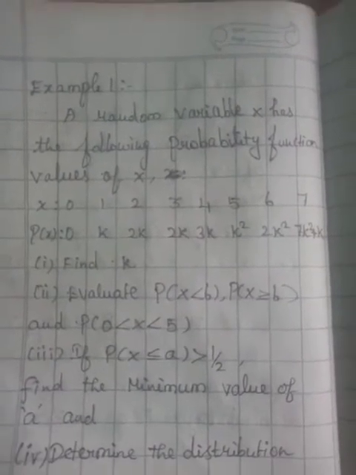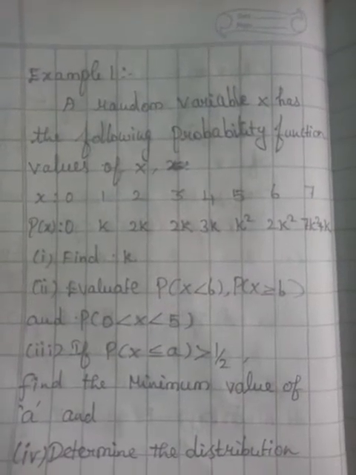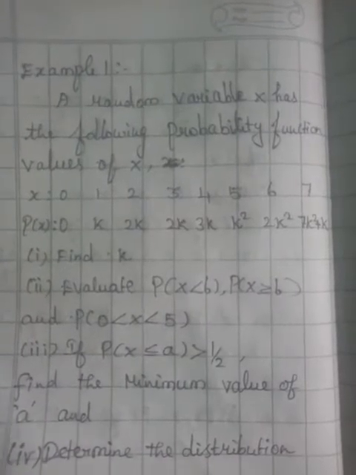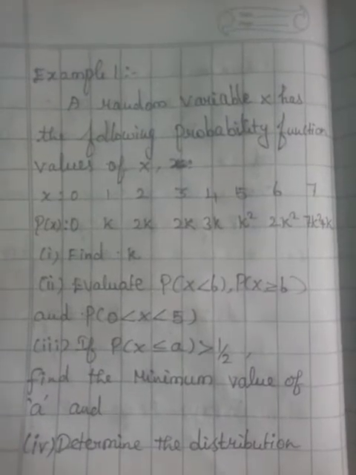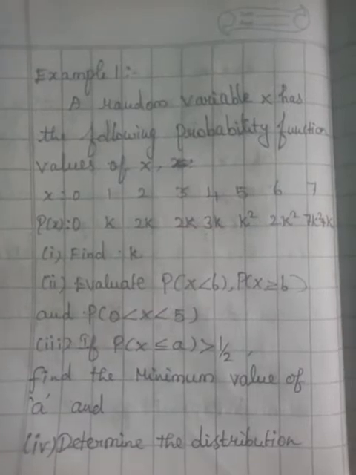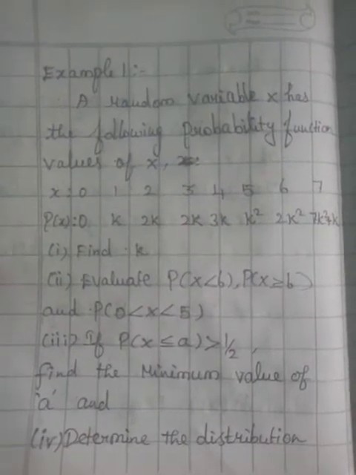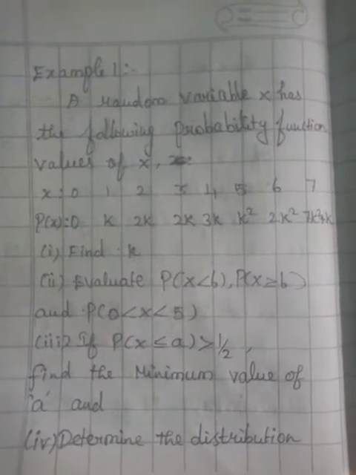Second one, evaluate P of x is less than 6, P of x is greater than or equal to 6, and P of 0 is less than x less than 5. Third one, if probability of x is less than or equal to a is greater than 1 by 2, find the minimum value of a and determine the distribution function of x.